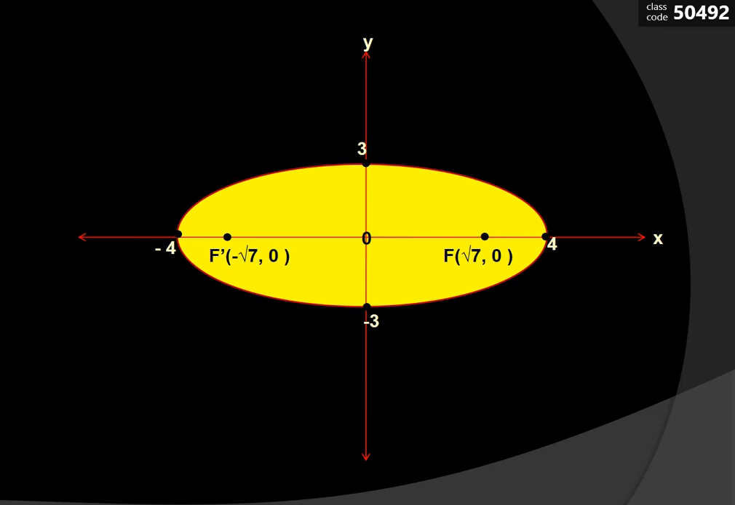So this is the illustration of the scenario. So this is the ellipse. A is greater than b. So this is your f prime, negative square root of 7, 0, and your f is square root of 7, 0. So here are your b's, positive upward, negative downward. And your a's, negative 4 here, and positive 4 there. So this is the graph of the ellipse.